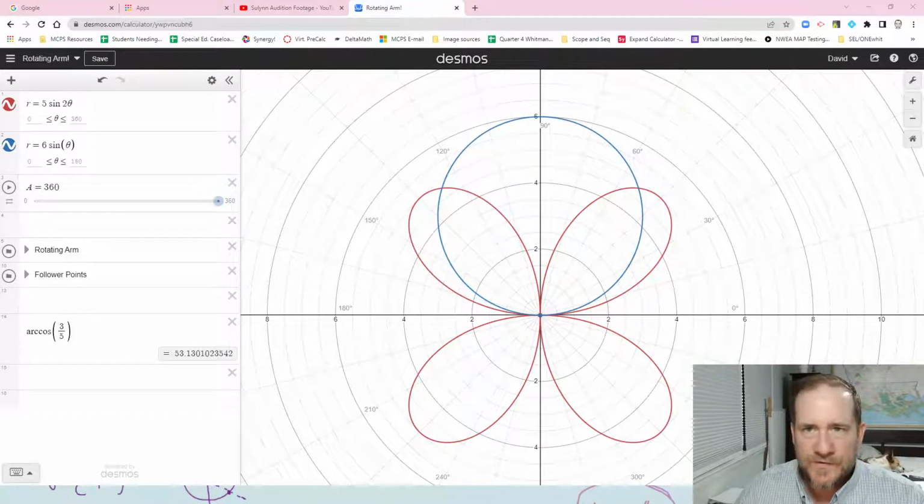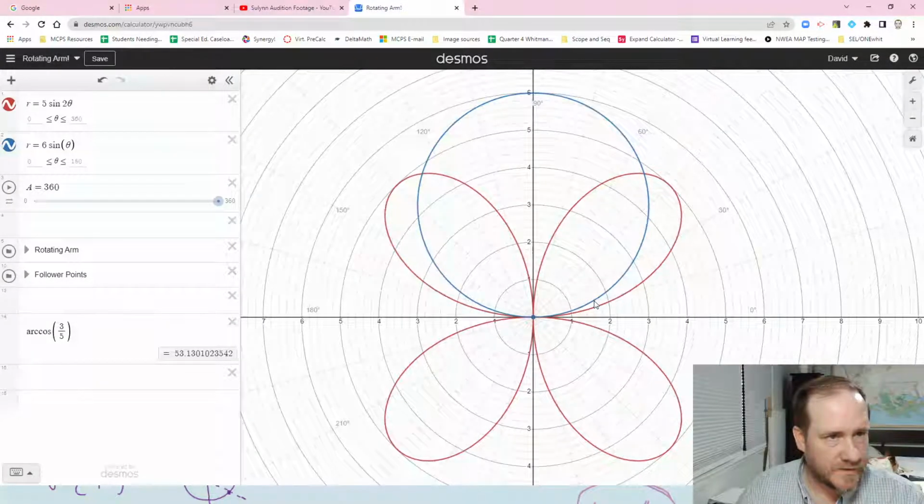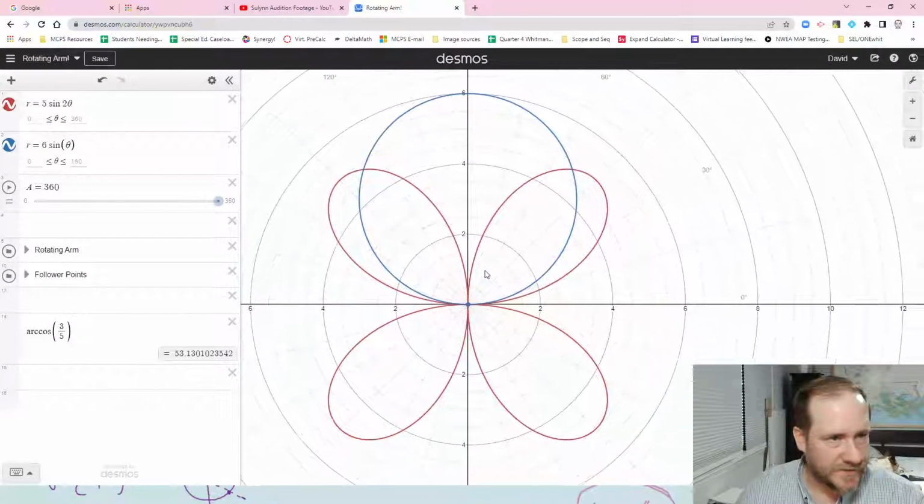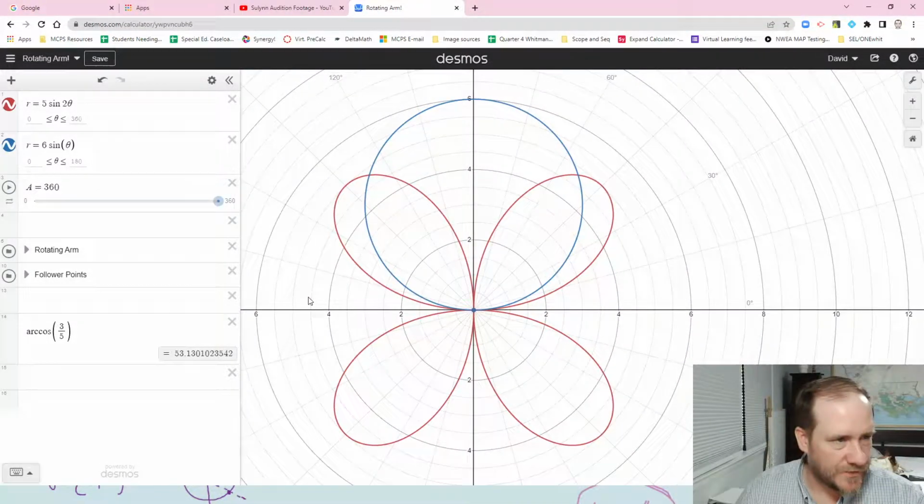These are the 2 equations, right? 5 sine 2 theta, 6 sine theta. I'm in degree mode for some reason, but let's watch as this thing animates. Is this big enough? Let's make it bigger. I don't know what you can see. It looks really bad on my screen, but hopefully for y'all it's okay.